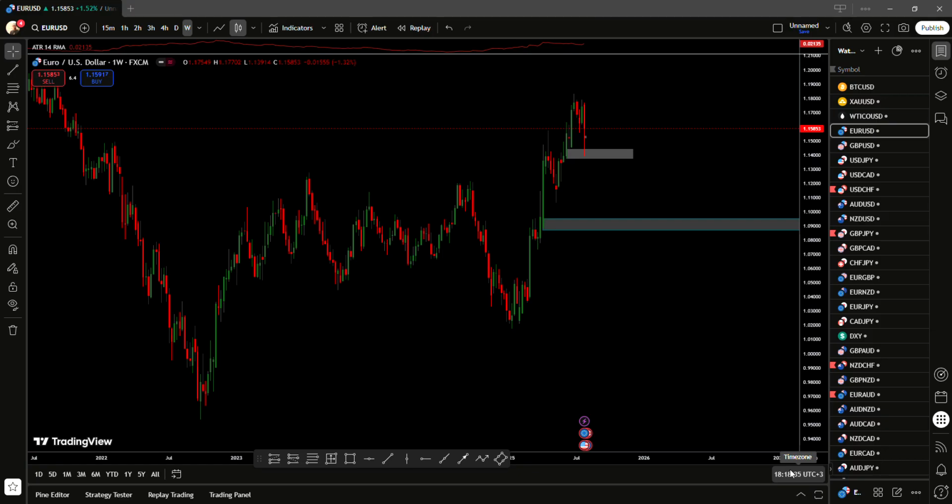So that is what you're going to learn today. Support and resistance combined with demand and supply. How to draw support and resistance and combine it with demand and supply.